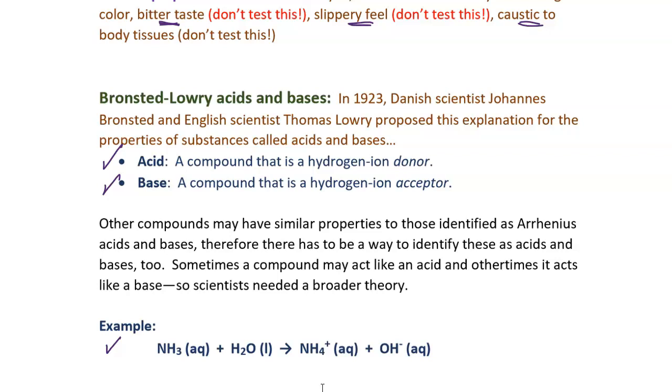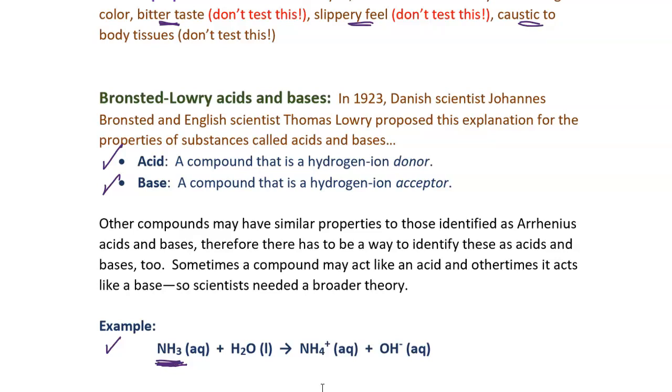But this first substance, NH3, which is called ammonia, has all of the properties of what Arrhenius would call a base. It's caustic. It has a slippery feel. If you tasted it, don't ever taste this, but if you did, it would have a bitter taste as you're then headed to the hospital. So we want to classify this as a base, even though it's not a base according to Arrhenius.